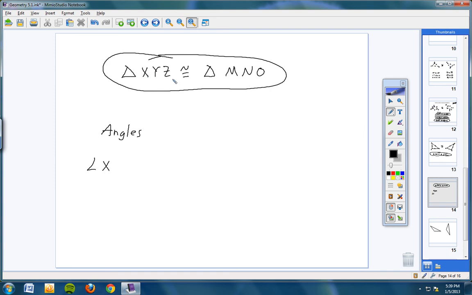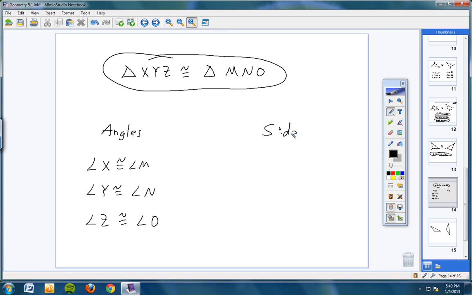I can tell you right now, angle X is congruent to angle M, because here's X and here's M. I can tell you that angle Y, here's Y right here, is congruent to angle N. See how neat this is? And I can tell you that angle Z is congruent to angle O, just because I know this statement has to be written a certain way.